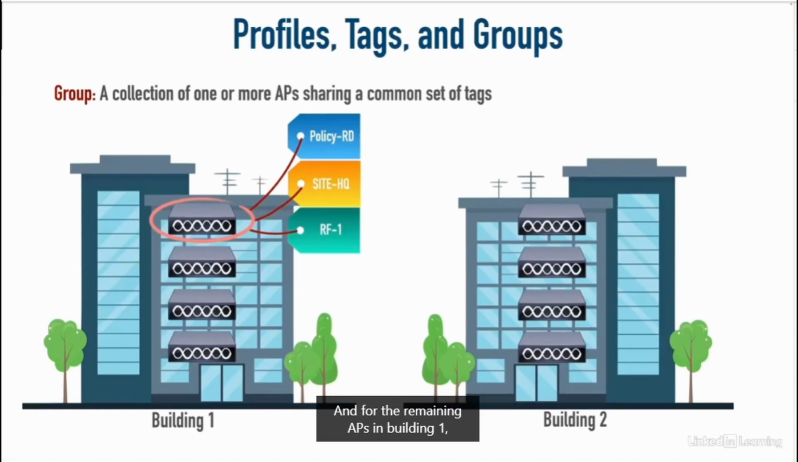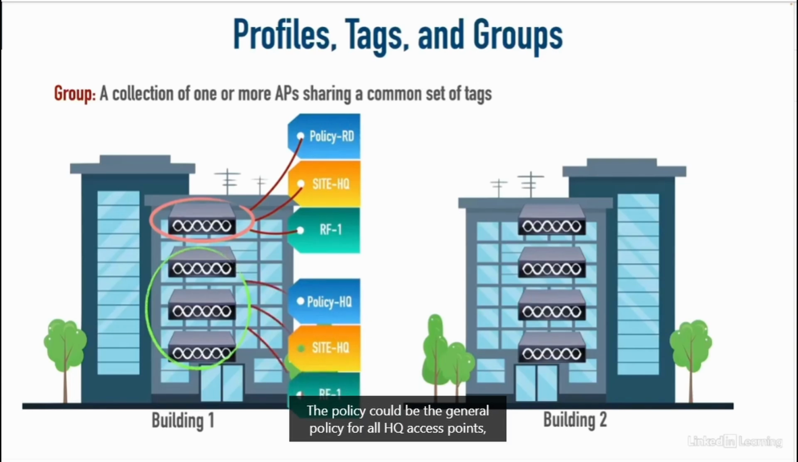And for the remaining APs in Building 1, they could be put in a group and assigned this set of tags. The policy could be the general policy for all HQ access points, with the exception of the R&D access point. And all of our access points, we said, are going to be sharing the site HQ tag. And we'll also give this the RF1 tag. It does not support the 2.4 gig band.